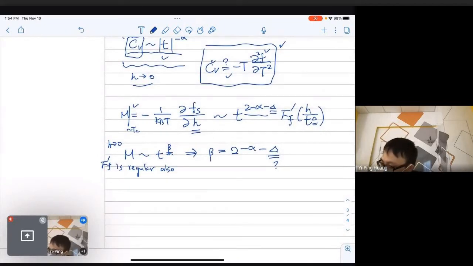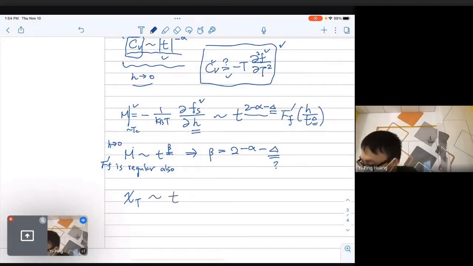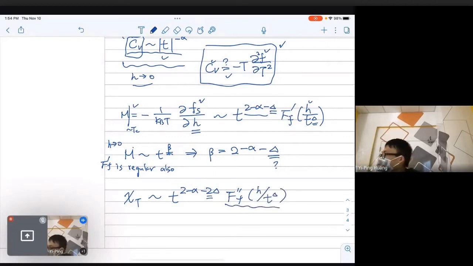But we also have another clue. If I take the second order derivative of the free energy, or the first order derivative of the magnetization with respect to the external field h, then we get the susceptibility, and this should go like t to the 2 minus alpha minus 2 delta. This 2 came from the fact that if you take the derivative of h, you will pop another factor of t to the minus delta out. Now you have a second order derivative of this function f, but let's just keep it there, and as usual we assume that this thing is a regular function when you send the external field to 0.